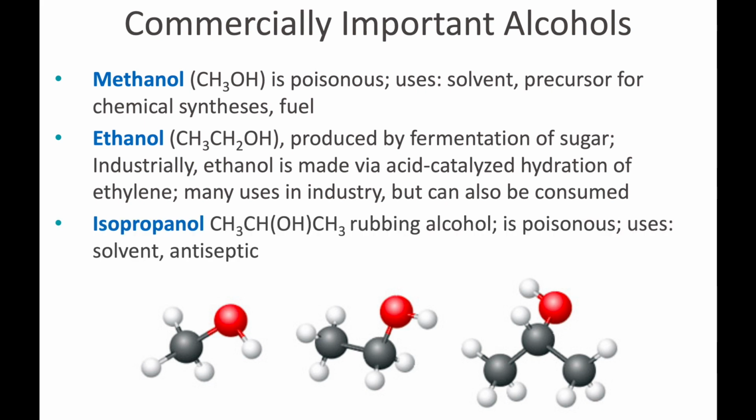And lastly, isopropanol, which is a 3-carbon chain with an alcohol group attached to the middle carbon. You may know this more as rubbing alcohol. Again, just like methanol, it is poisonous, but it's very useful as a solvent and antiseptic.